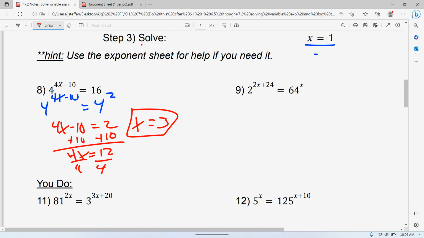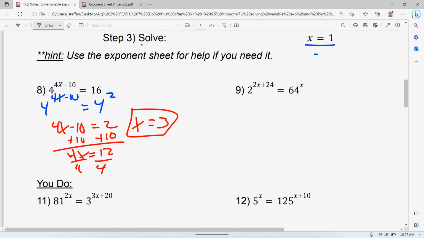Most of you guys know 16. Most of you guys are able to come up with that. But what about number 9 where we have 2 and 64? Most of the time, I can break the bigger number down to make it the smaller number. So I want to see if I take 2 raised to some number, would that give me 64?